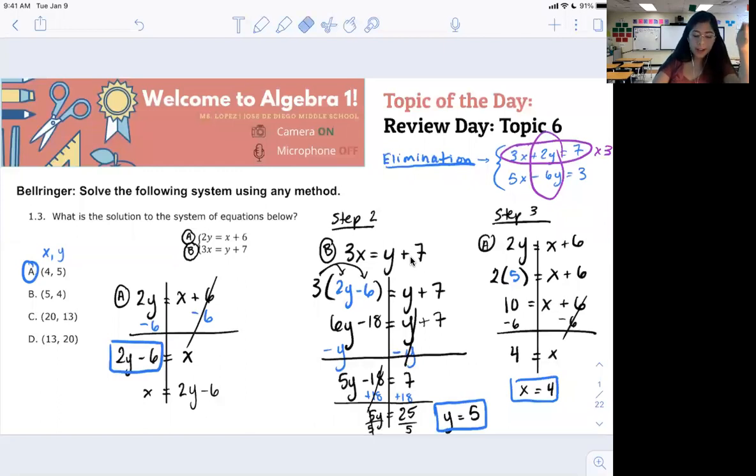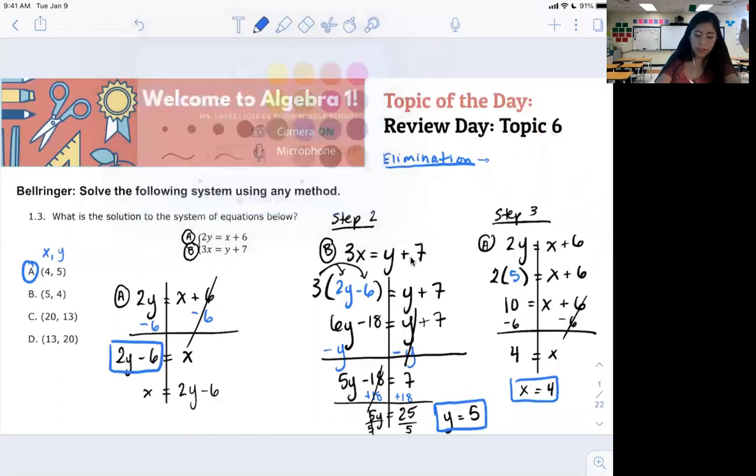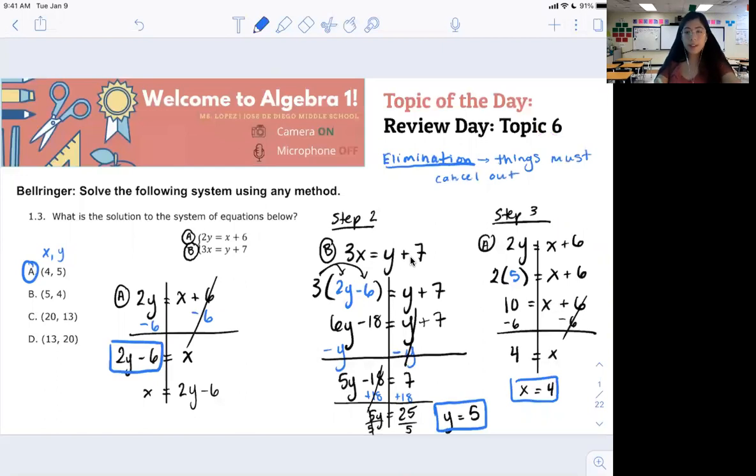So what I'm trying to get at is that in order to do elimination, things have to cancel out. And in order for things to cancel out, they have to be written in order. X on top of X, Y on top of Y, right? Because then, like we said, we had a 6y and a negative 6y. So when you line them up, they cancel out.